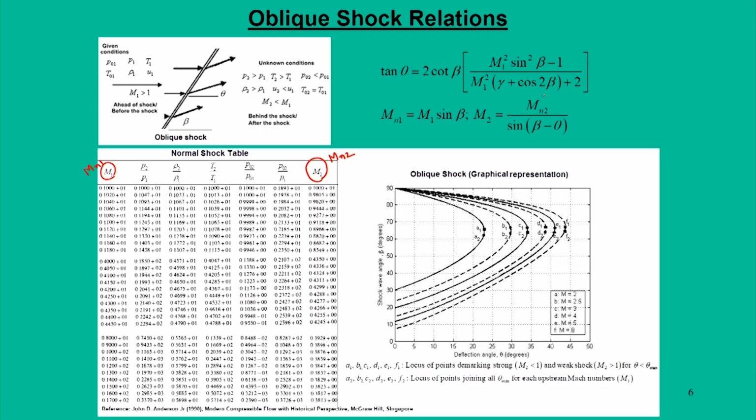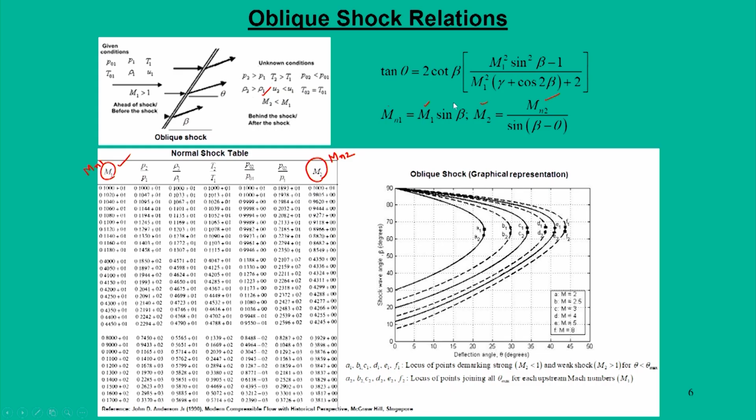And when you have Mn2, we can get back M2, which is this. Once you know M1, we can calculate Mn1, which is this one. So, that way we can get this information. So, this is what we say about the oblique shock relations, the mathematical part.